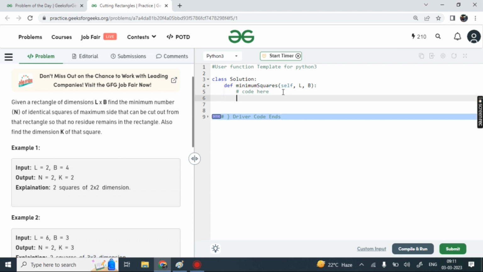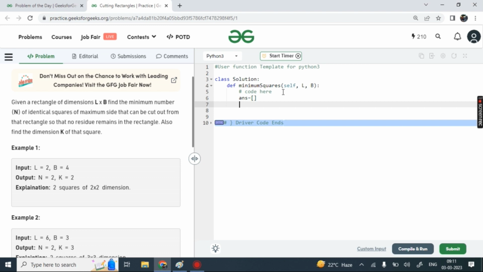Let me start the code. First we need to return the answer, so I'm just taking an empty list. Now I need to take the GCD to find the dimension. Then the dimension should be math.gcd of L comma B. But we first need to import the math library, as we are using this inbuilt function.